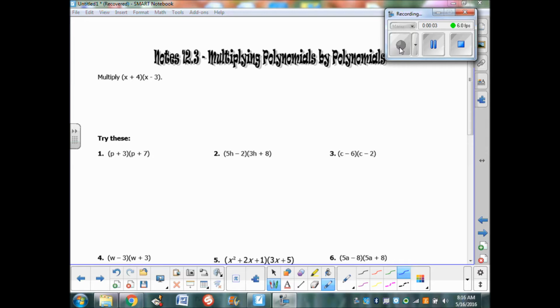12.3, multiplying polynomials by polynomials. So I have my first example up here. It says multiply x plus 4 times x minus 3. So we have a binomial times a binomial right now.